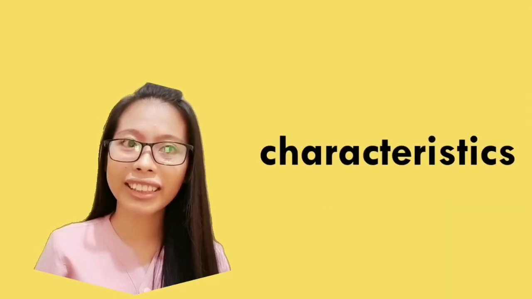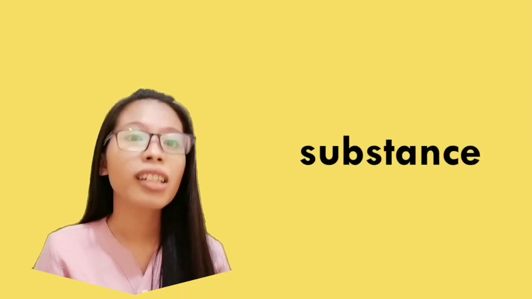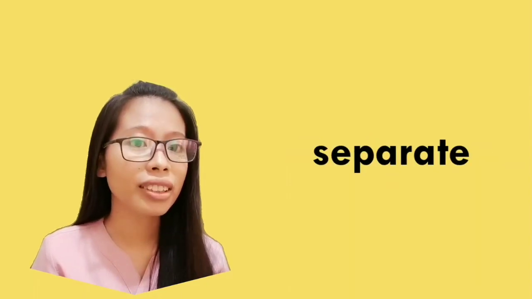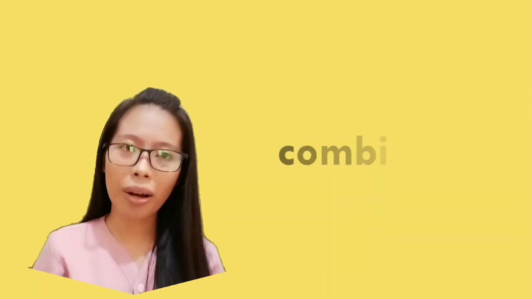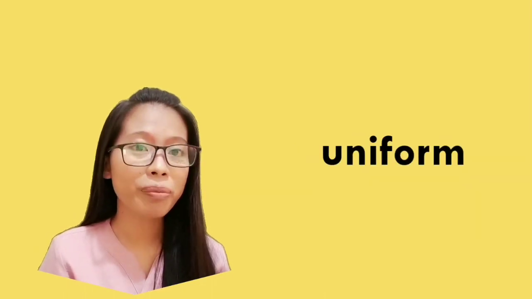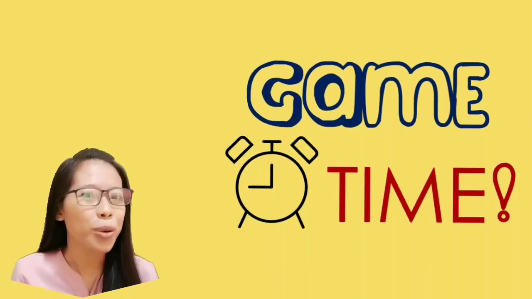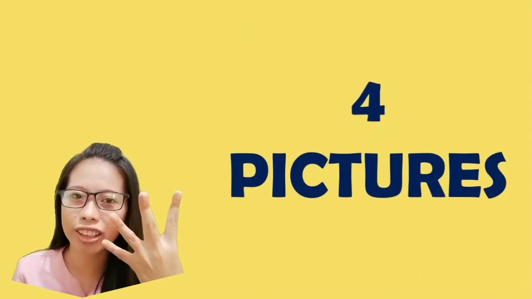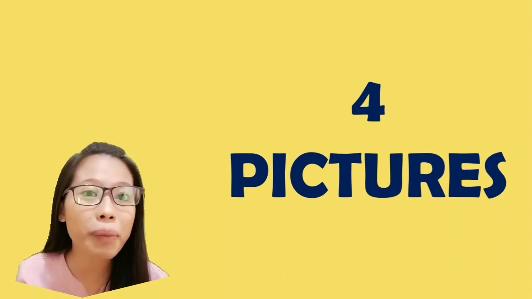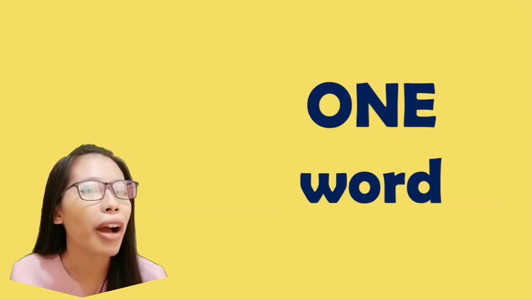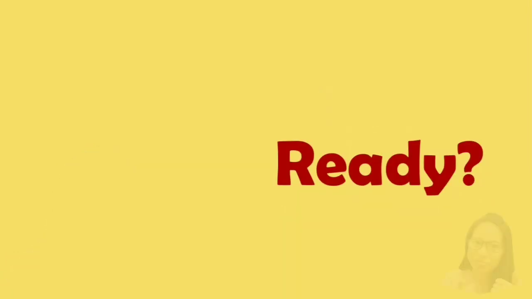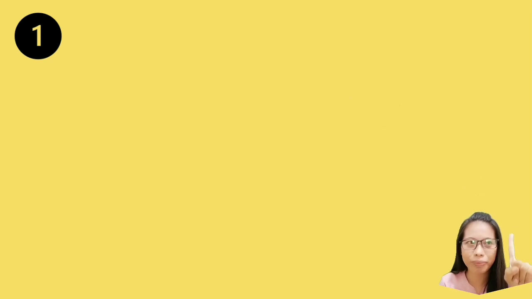We have characteristics, substance, appearance, distribution, separate, dissolve, combination, uniform, and mixture. It's game time! We will play 4 picks, 1 word. I will give you 4 pictures and you will guess what they're all about in just 1 word. You have 10 seconds to guess the correct answer. Ready? Let's start with the first one.